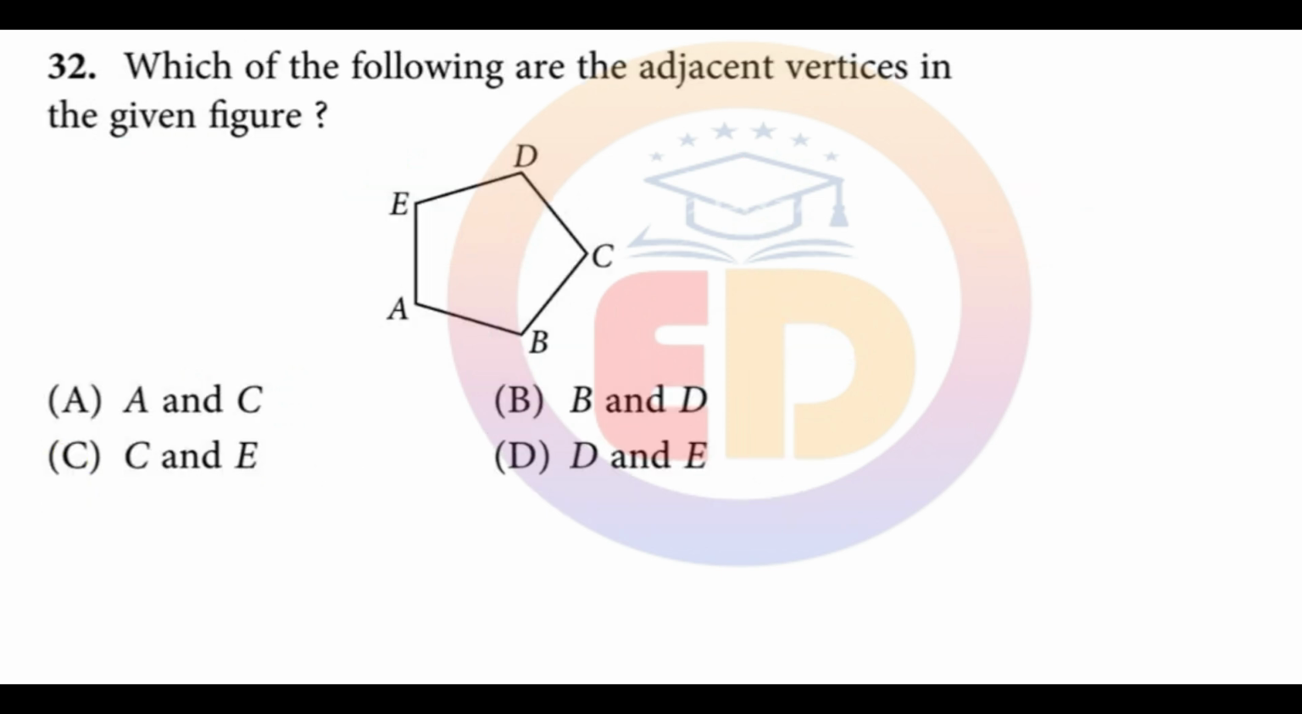Next question. Which of the following are the adjacent vertices in the given figure? Adjacent vertices means neighboring vertices. They have a vertices which are next to each other.